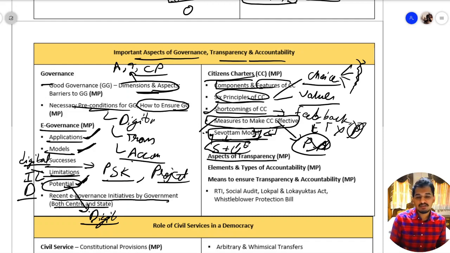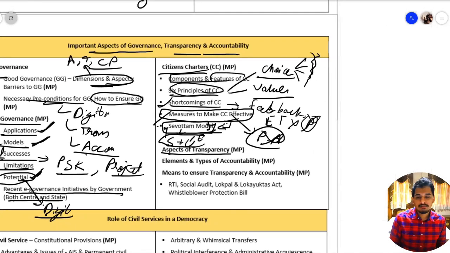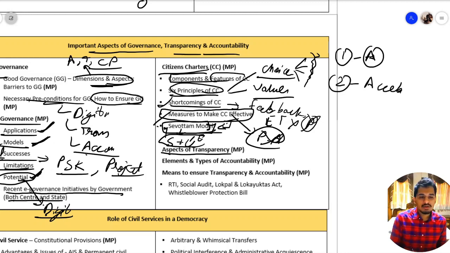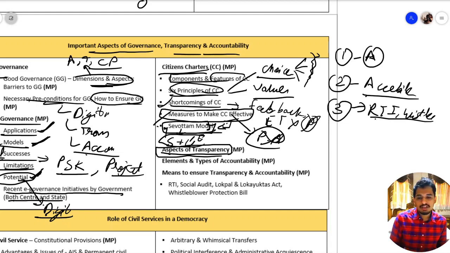Then we have aspects of transparency. So what are the aspects of transparency? See, at first the information must be available to the public. Then second, the information should also be accessible. It should not be only available, but it should also be accessible. Third, we have the government. The government must ensure that the RTI activists or the whistleblowers are protected. Okay, they are not threatened. Then only we can ensure transparency. So these are the various aspects of transparency.